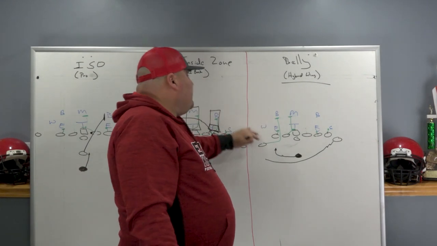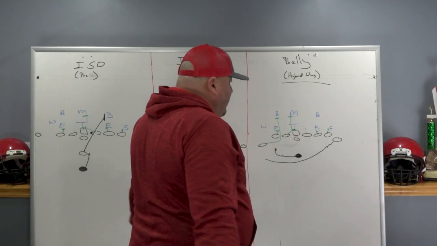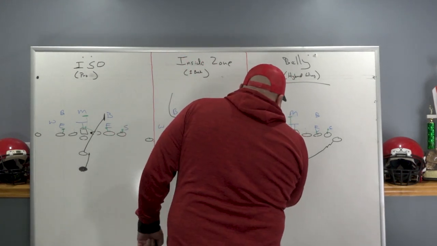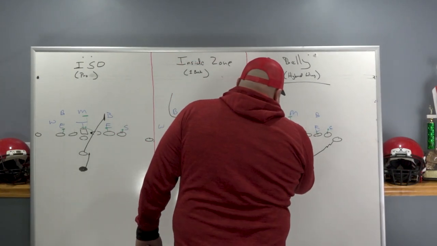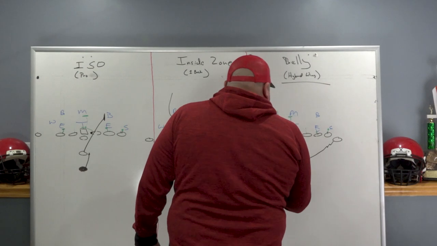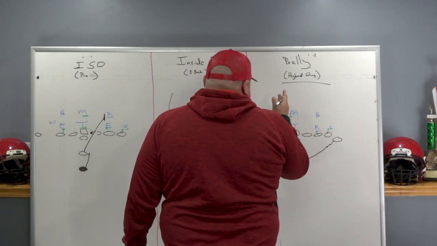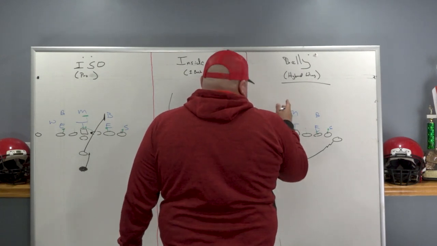On our belly play, we kind of take a little bit from both these concepts and infuse it into our hybrid wing. On the hybrid wing, the running back is going to read the butt of this tackle. That is his aiming point. If this defensive end spikes to the inside, he's going to bang the ball right over into the C gap. If he spikes outside, he's going to bang the ball into the B gap.